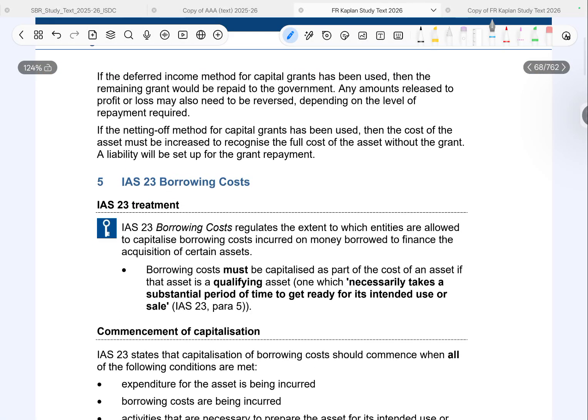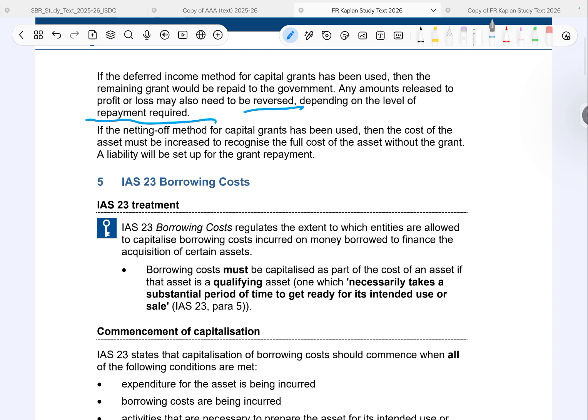If the deferred income method for capital grants has been used, then the remaining grant would be repaid to the government. Any amounts released to the profit or loss may also need to be reversed depending on the level of repayment required. If the netting off method for capital grants has been used, then the cost of the asset must be increased to recognize the full payment of the asset without the grant. A liability will be set up for the grant repayment.